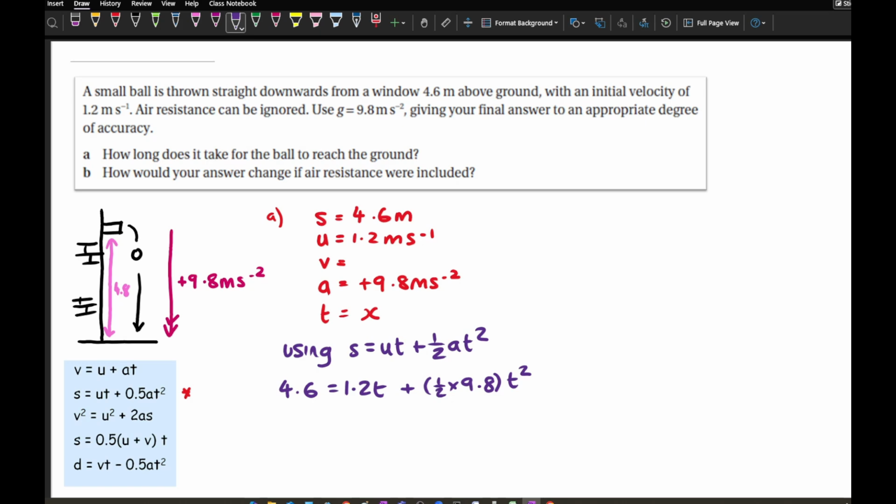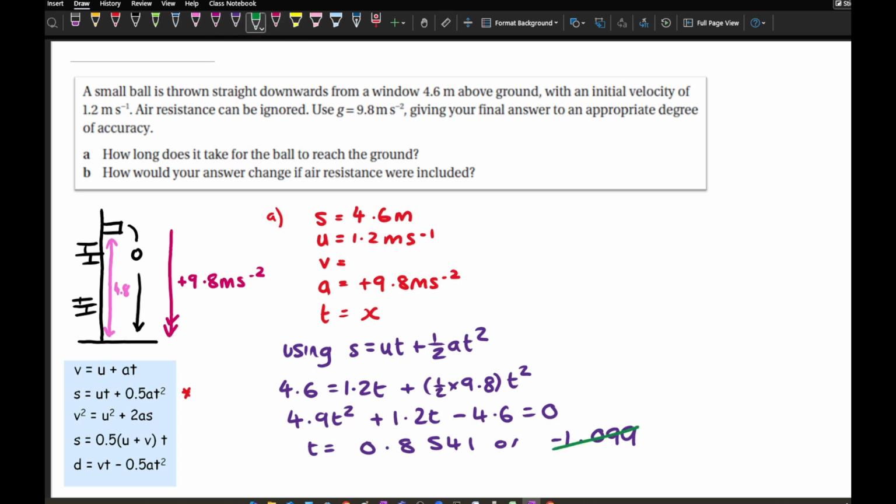So simplifying all of this, I end up with 4.9 T squared plus 1.2 T minus 4.6 equals 0, and that then becomes a quadratic equation. Now from this, what I then want to do is solve that quadratic equation, in which I will end up with an answer of 0.8541 or minus 1.099. Now from this, we can't have negative time, so I can rule this particular answer out. I'm just going to write reject.